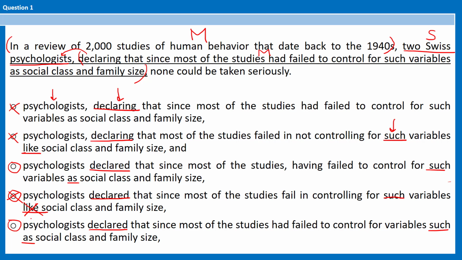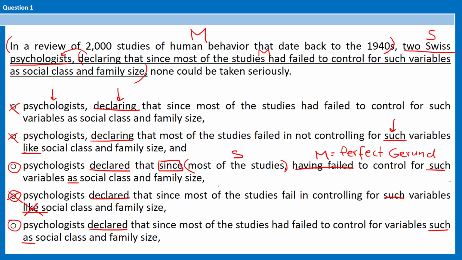Now, be very careful with subordinated subjects. For example, the word since is subordinating the subject most of the studies. Most of the studies, and you need a verb. Having failed looks like a verb, but it is a modifier. Okay, and we call that modifier the perfect gerund. Okay, we'll see more about the perfect gerund in the modifiers lesson.